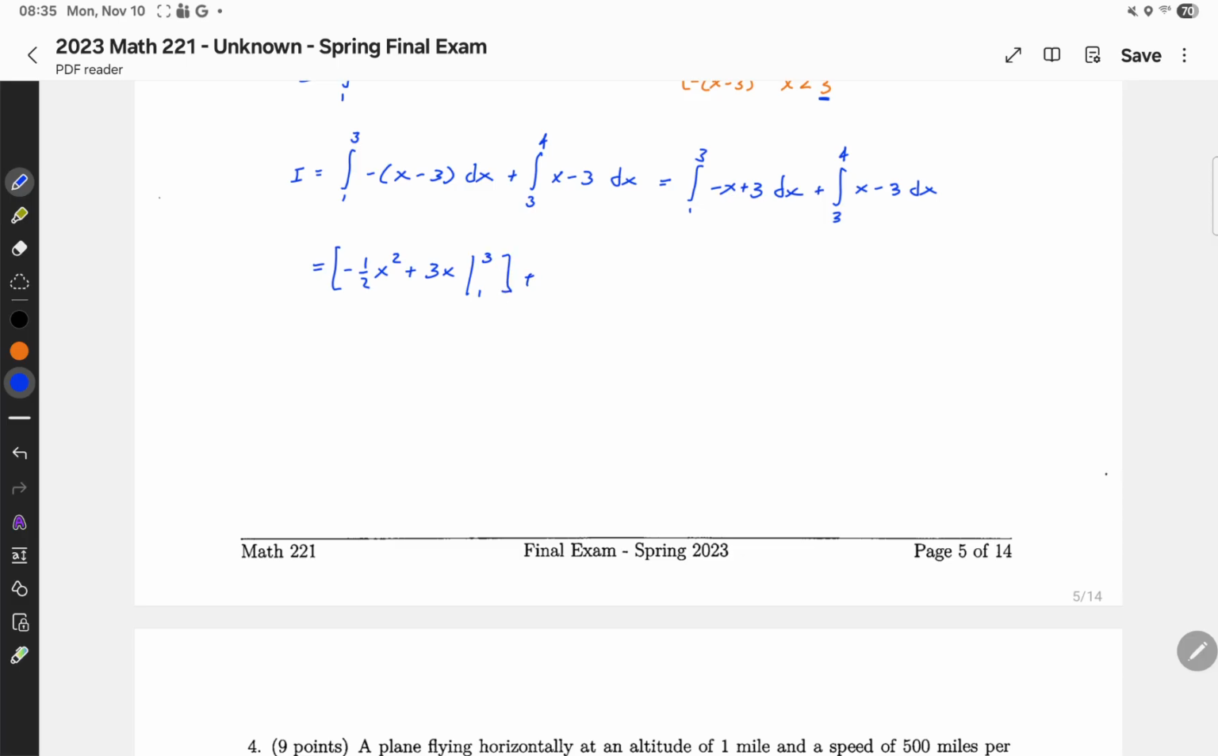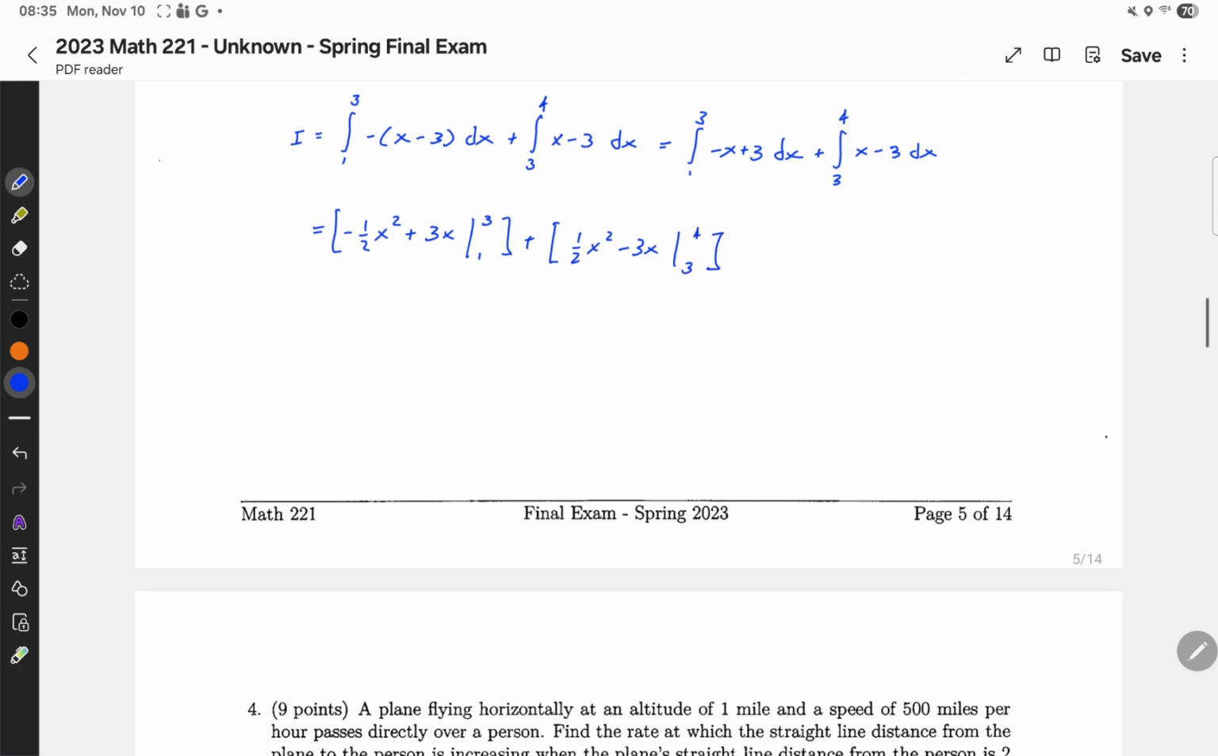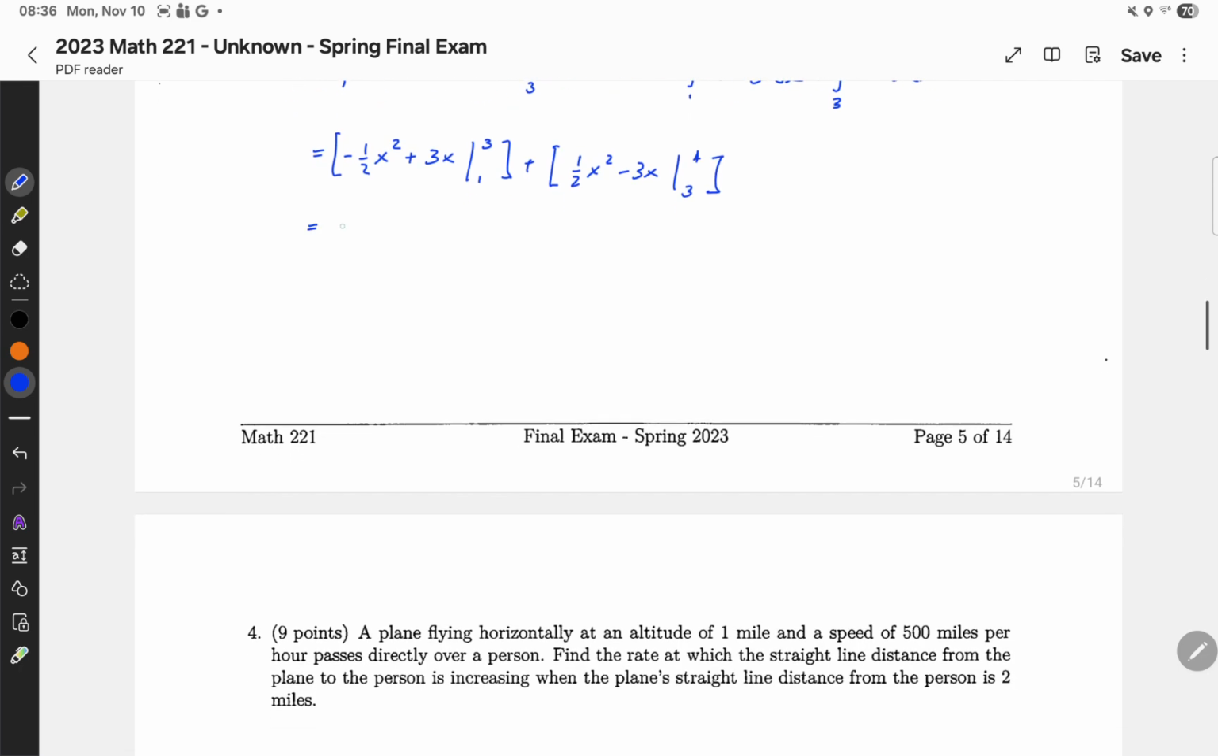And then we're going to add to that second integral. This one, the integral of x is 1/2 x squared. The integral of minus 3 is minus 3x. And this one goes from 3 to 4, just like that. All right, and let's go ahead and start doing some arithmetic.